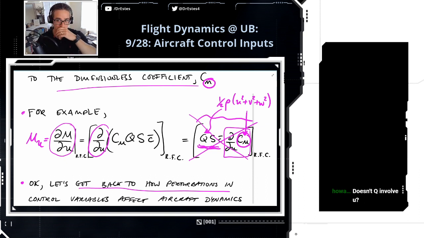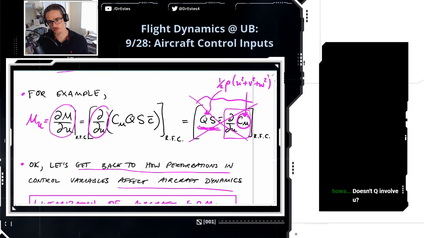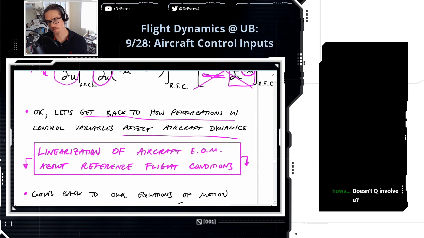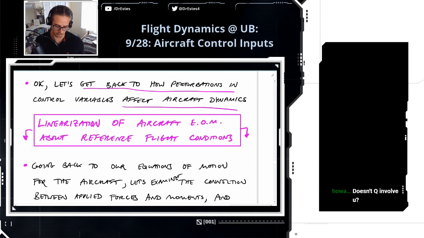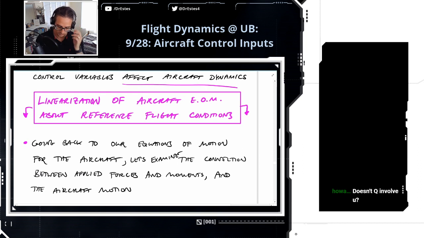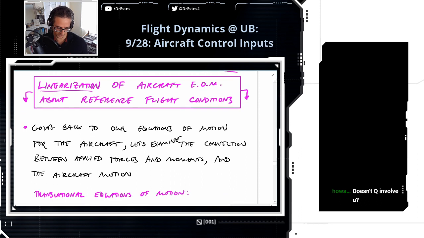Okay. Now, I like this next part because we're going to bring a bunch of stuff together from the first few weeks of class. We're going to mesh it all together in a nice way. You're going to take a trip down memory lane. Okay, because we're looking at perturbations, right? And we want to see how these perturbations affect the aircraft dynamics. Well, we're going to need to linearize our aircraft equations of motion. So let's go back and look at them.